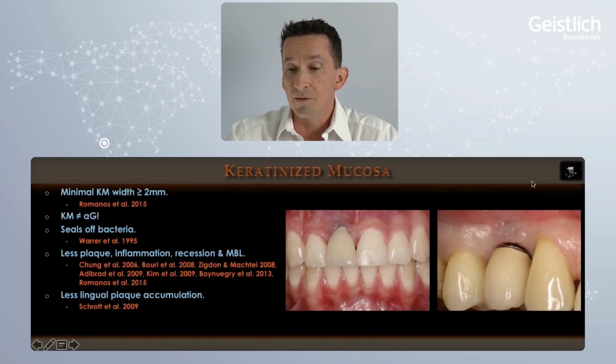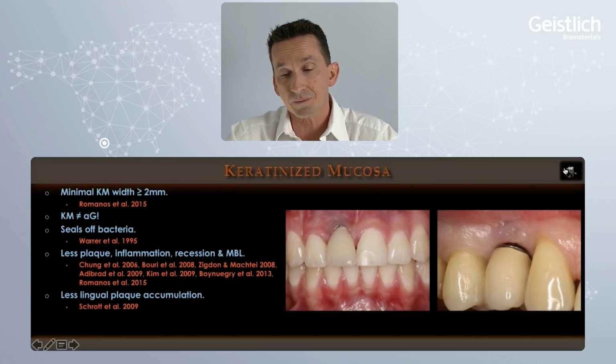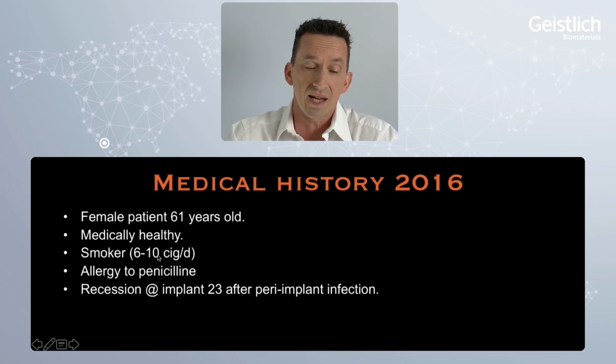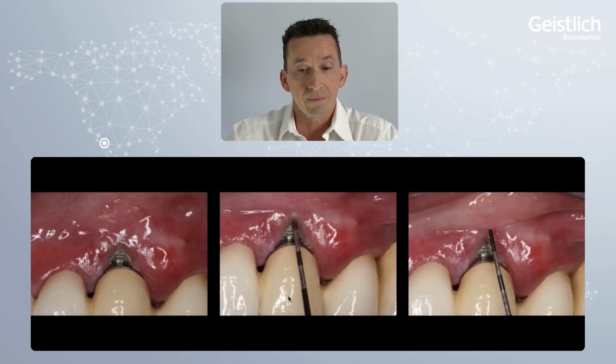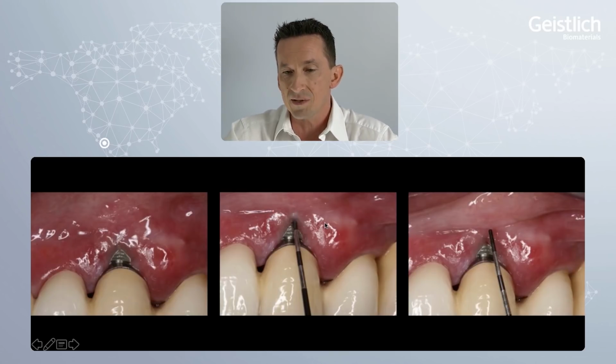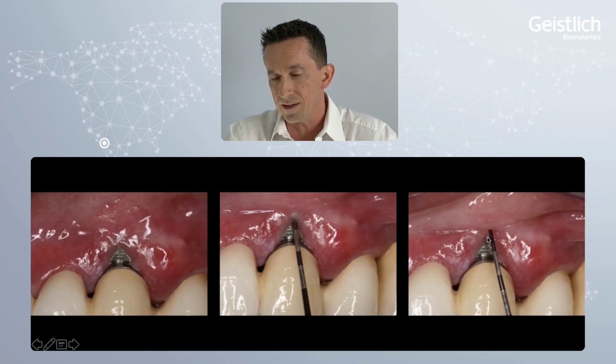Let's have a look at one case where we did surgery. A female 61-year-old patient. She was medically healthy. She smoked some cigarettes per day and was allergic to penicillin, but she had a recession defect at an implant on the upper left. Here you see the recession defect, and you see that looking with the perio probe, she does not have any fixed mucosa, and she does not have any keratinization at the recession defect.